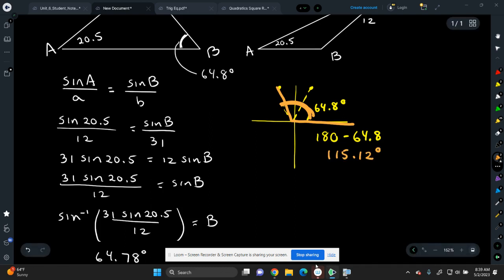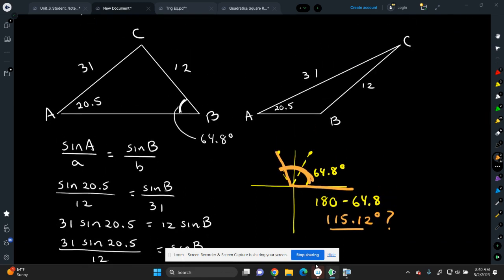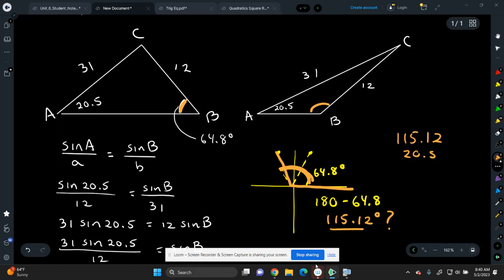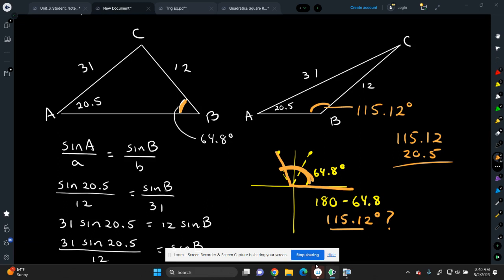Is that a possible angle? Could this angle be 115.12? Yeah, because 115.12 plus 20.5 is still less than 180. So it is possible that we have another triangle where we have 115.12 degrees. Mika, you had a question? Okay. So that is possible.